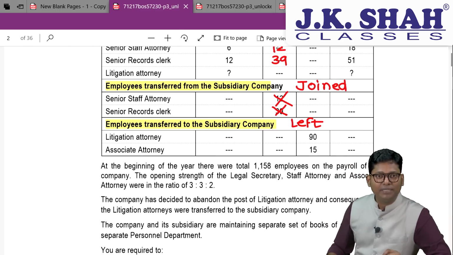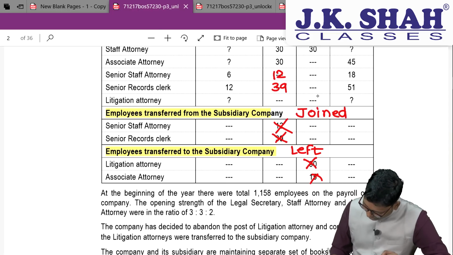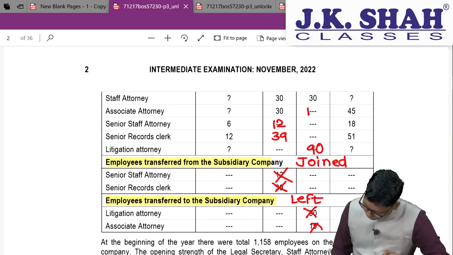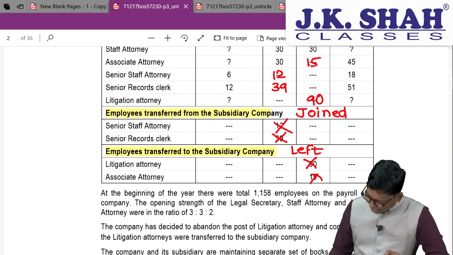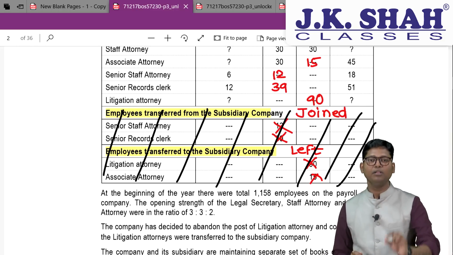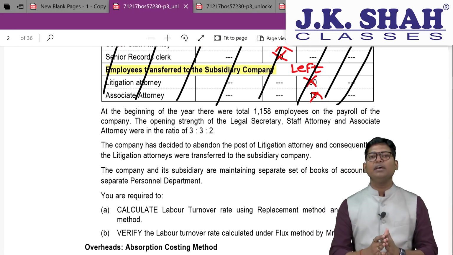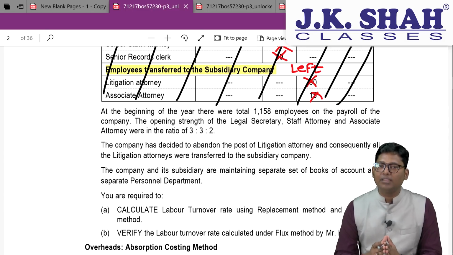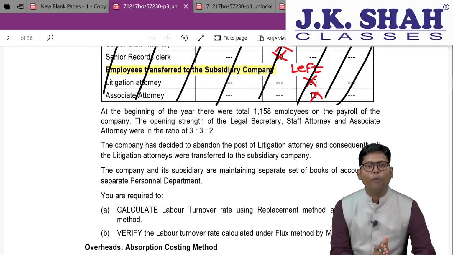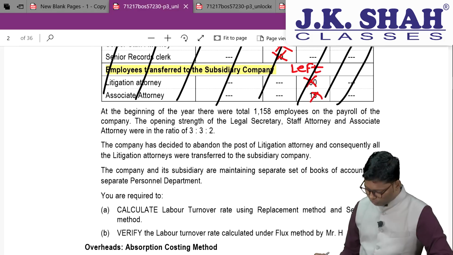So litigation attorney and associate attorney. Now, two types of employees I am cancelling from here. Litigation attorney, total 90 left, done, and associate attorney, total 15 left. So this calculation I have recorded, and in short, I have minimized my calculation by merging the entire table. The two separate parts which were given in the question, I have merged with my first table. At the beginning of the year, there were a total of 1158 employees on the payroll of the company. So the entire beginning strength is available. The opening strength of the legal secretary, staff attorney and associate attorney were in the ratio of 3:3:2.